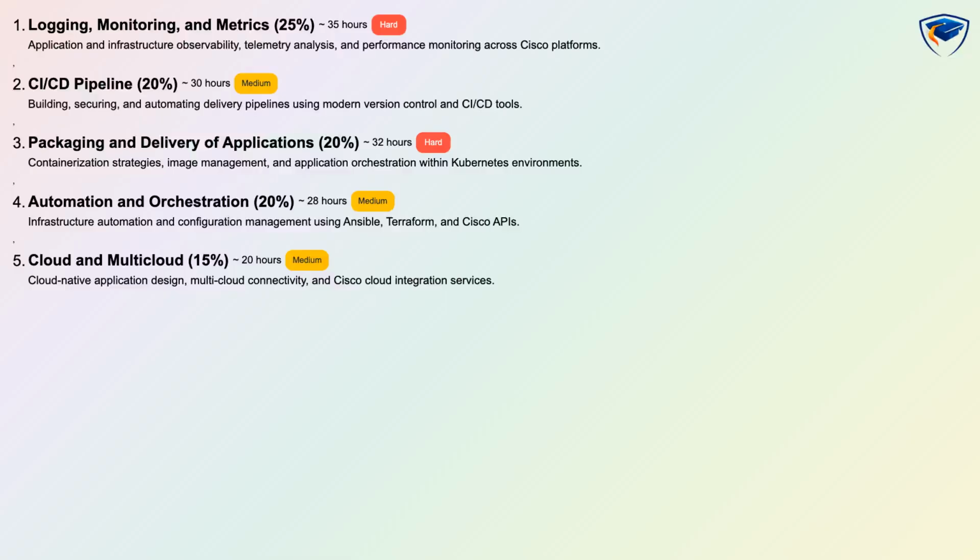The domains include logging, monitoring, and metrics at 25%, CI/CD pipeline at 20%, packaging and delivery of applications at 20%, automation and orchestration at 20%, and cloud and multi-cloud at 15%.